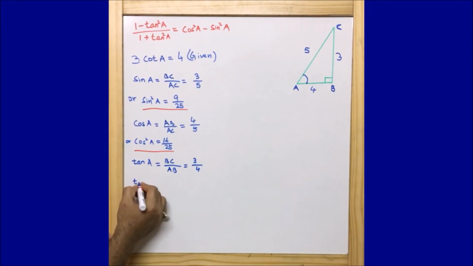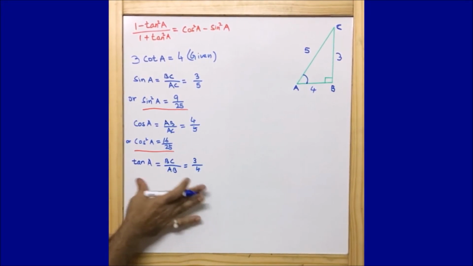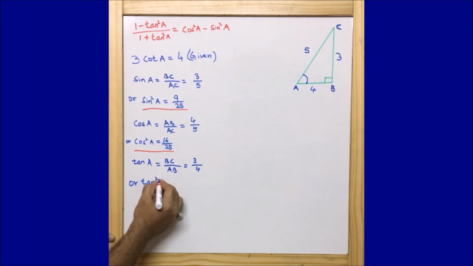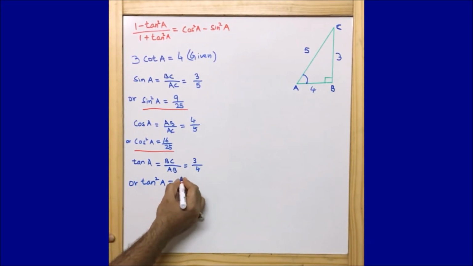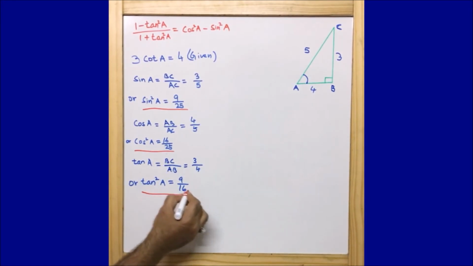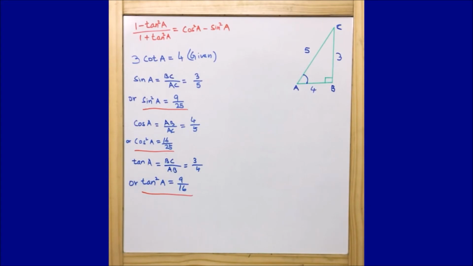Or I can write tan square A is equal to 9 by 16. This is another value. So guys, we are able to find out the values of these three things that are being asked in the question: tan square A, cos square A, and sin square A. Now let us put these values here and move ahead and see what we are getting.